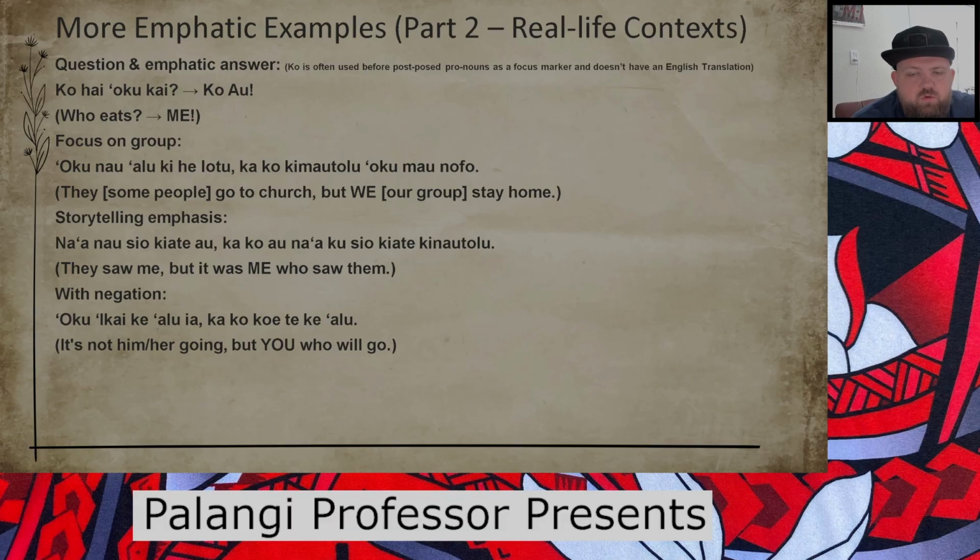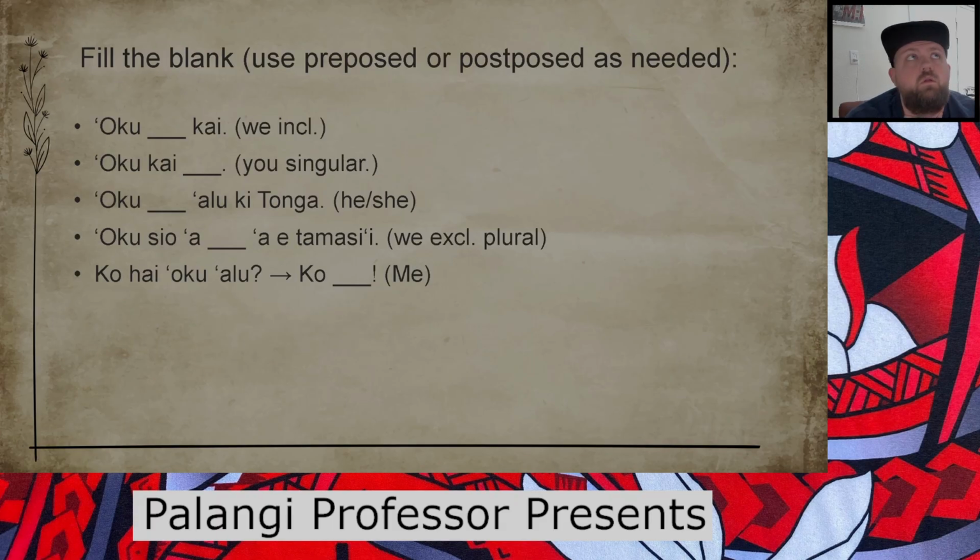But you, it is you who will go, right? Kako koe te ke alo. So oku is a present tense marker, and then te ke alo is future tense marker. And again, we'll discuss that in a future lesson. Hopefully that makes sense. I know a lot of this is kind of ephemeral and it's kind of hard to put together, but we'll keep going in the lessons and hopefully get some better examples going forward. Let's go ahead and look at the next page here.